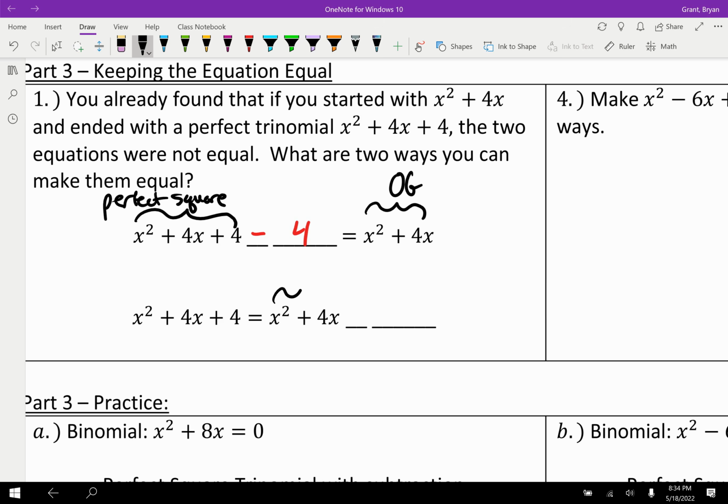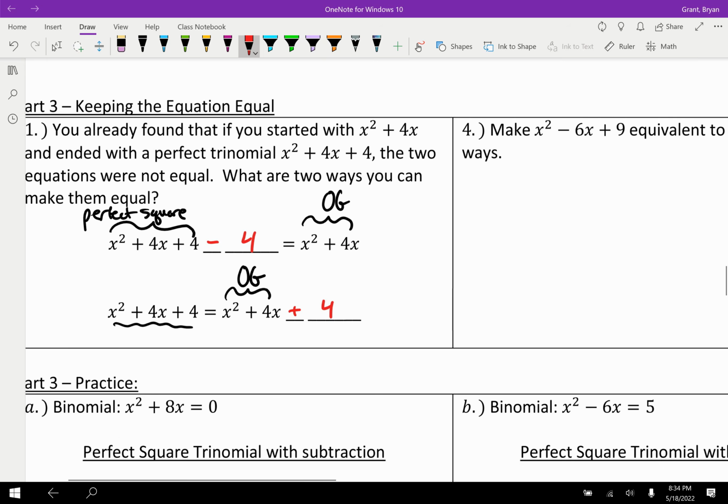The other thing we could do is change the OG equation. We could say this is our perfect square again. That's this guy right here. So if we realized that we needed to add 4 here, couldn't you just add 4 to the OG equation, add 4 to the other side, and now they are both the same? Because in math, as long as you give both sides the same thing, it's good to go.